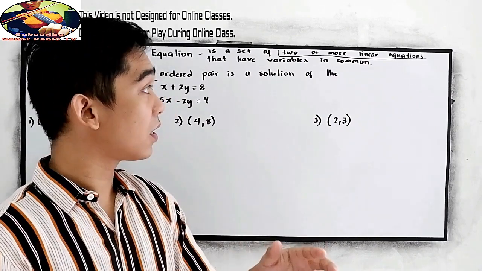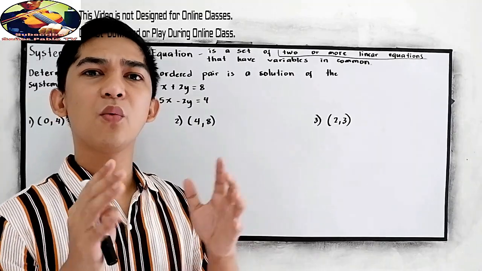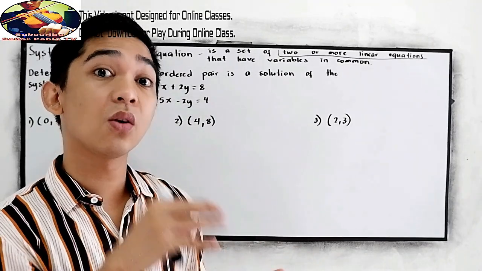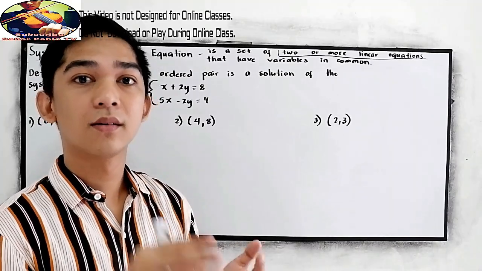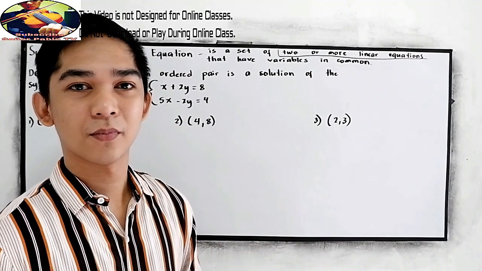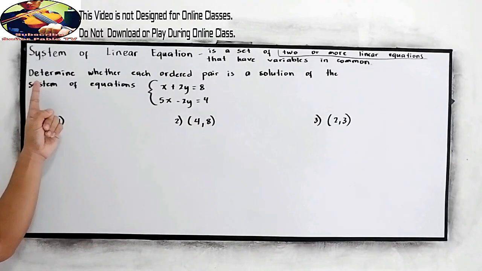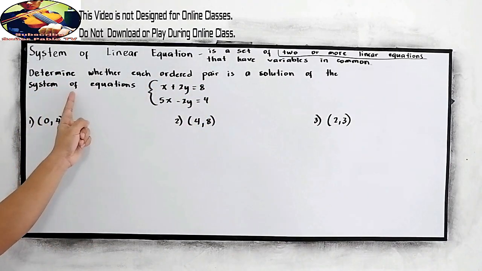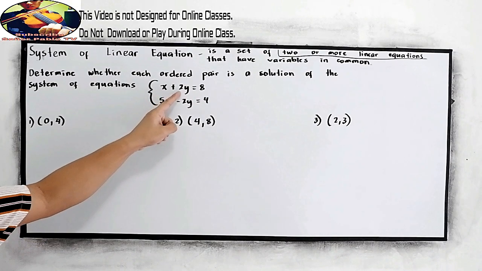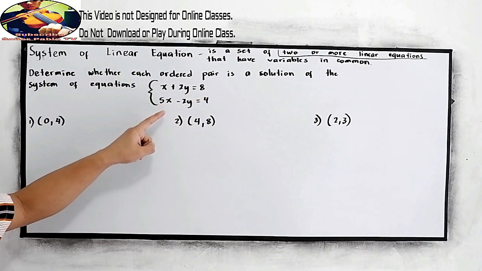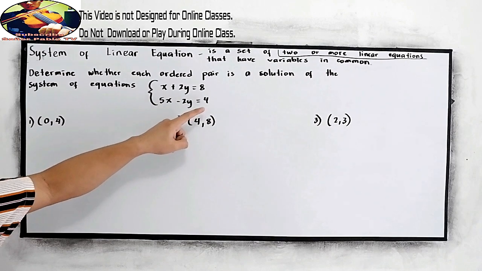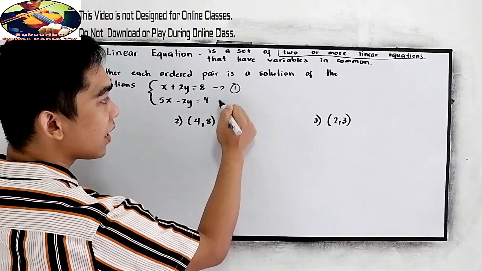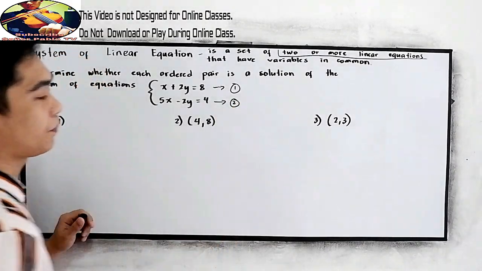Now, to further understand, let's have this example. We're going to test whether the given points is a solution of our linear equation. So let's say we have, determine whether each ordered pair is a solution of the system of equations x plus 2y is equal to 8 and 5x minus 2y is equal to 4. So we have our first equation here and the second equation.